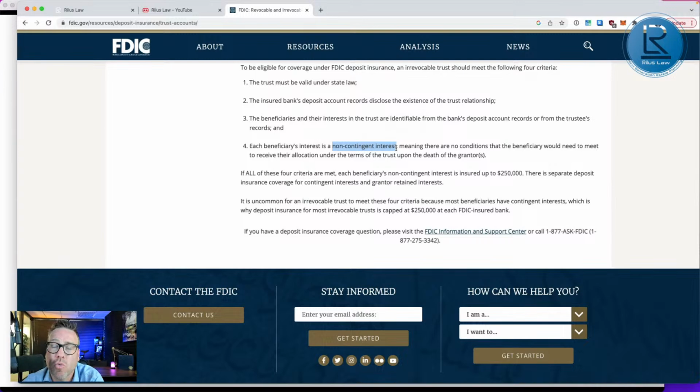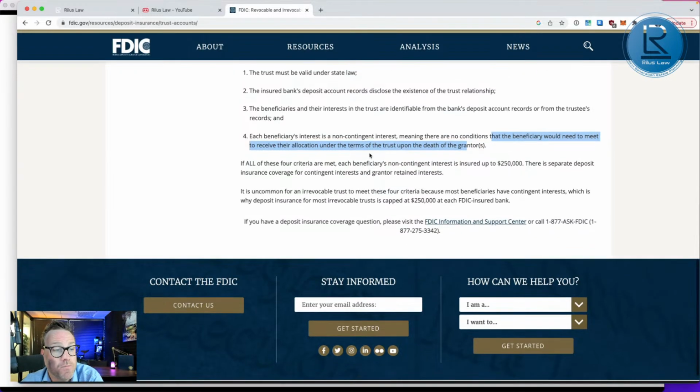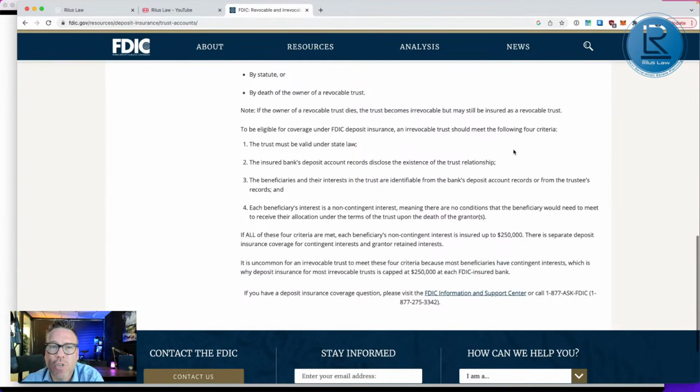Non-contingent means they're entitled to it right now. They don't have to do anything. A condition doesn't have to occur before they receive it. So as soon as the grantors die, they're entitled to receive it. If all of those are met, then it's insured up to 250,000. And there's a note here saying that it's uncommon for an irrevocable trust to meet this criteria because there usually is a condition.